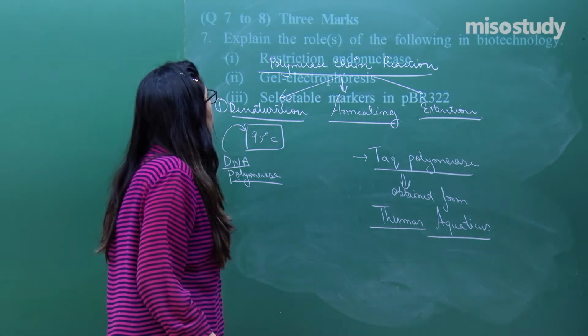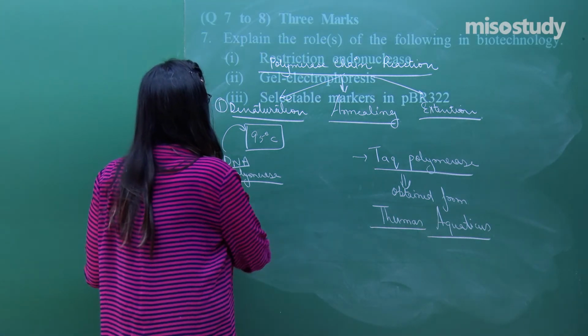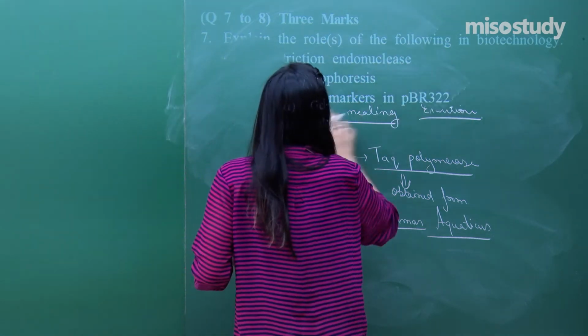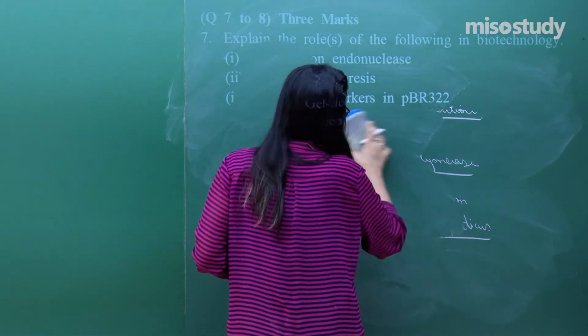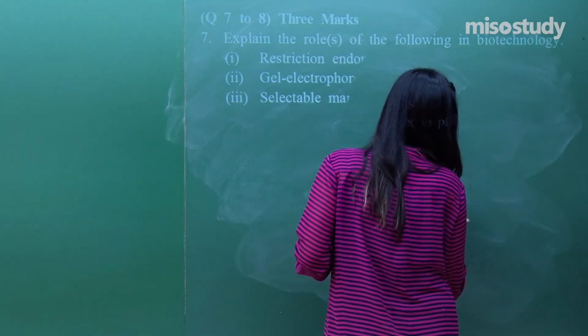Now let's move towards another category of question, that is the seventh question, and that is a question of 3 marks.